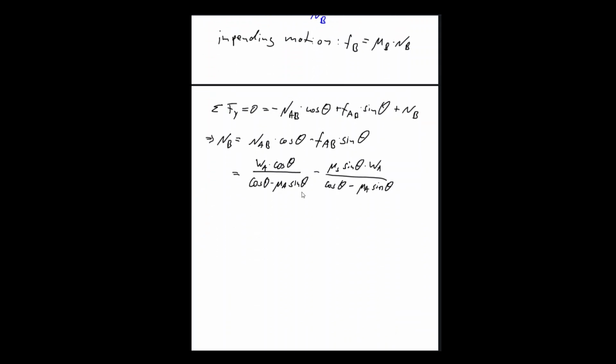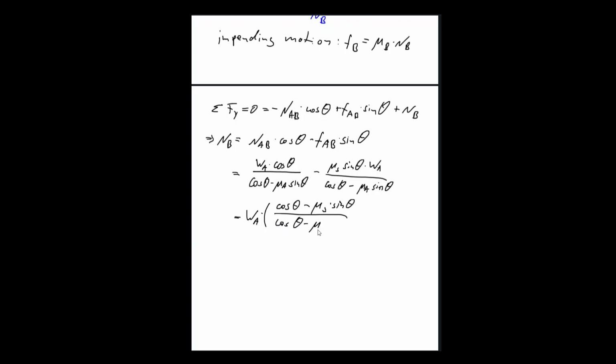All right, and that looks like a nasty piece of business. Let's see though. We have a WA in both of those, so we can pull that out. WA times, the first one would be cosine theta. Also the bottoms are the same, so we can pull those together. So that's just cosine minus mu S times sine theta. Oh, that turns out to be quite easy.